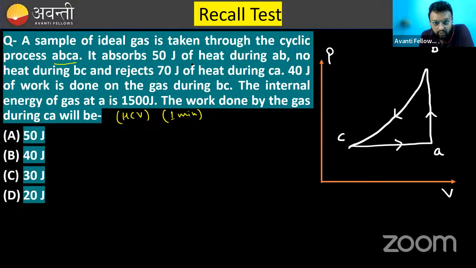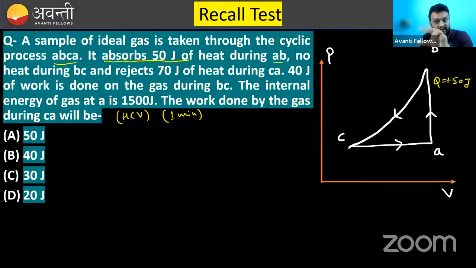It absorbs 50 joule of heat during AB. Okay, absorbs. Absorbs means heat is absorbed by the system. That is, heat is given to the system during the process AB. So find out the process AB, and in this process AB, heat Q is 50 joule. Now you should answer whether it is going to be positive or negative. Because heat is given to the system, that means it is going to be positive.